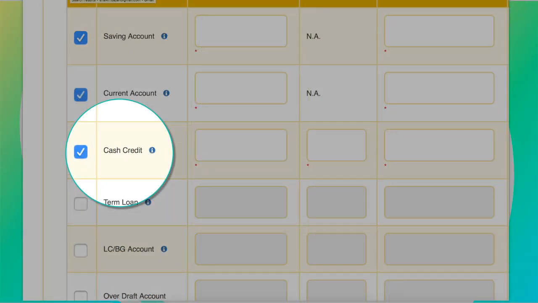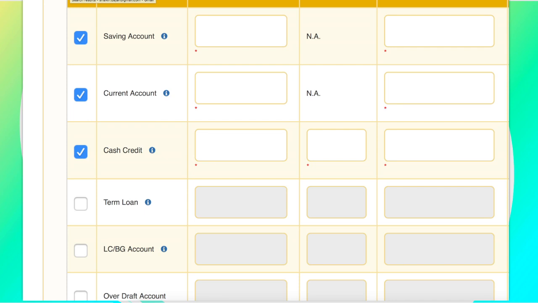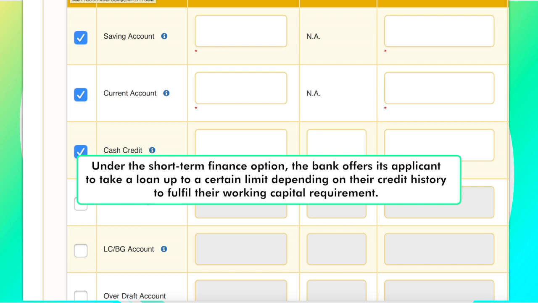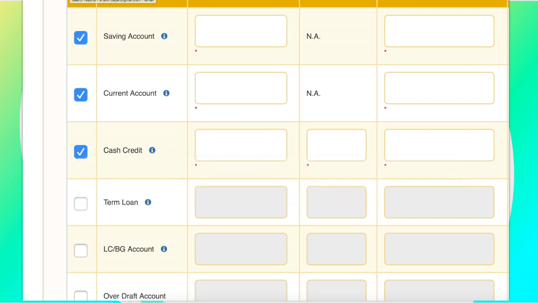A cash credit loan is a short-term source of finance having a tenure of up to 1 year. Under the short-term finance option, the bank offers its applicant to take a loan up to a certain limit, depending on their credit history, to fulfill their working capital requirement.